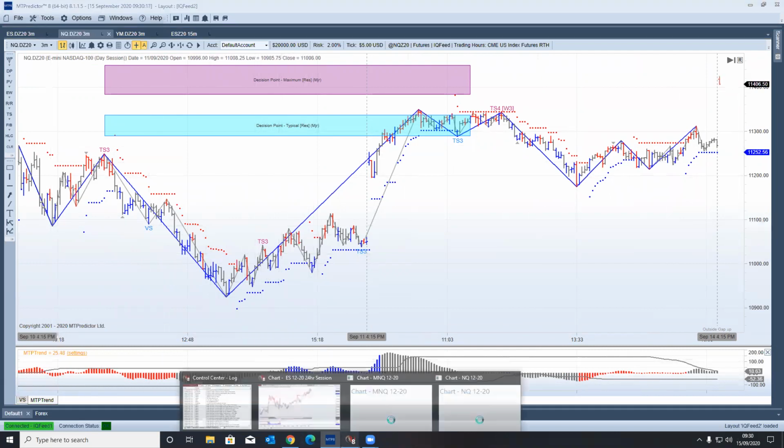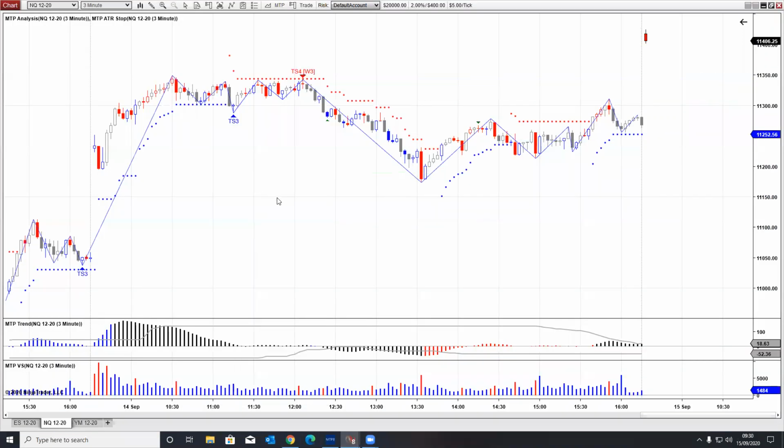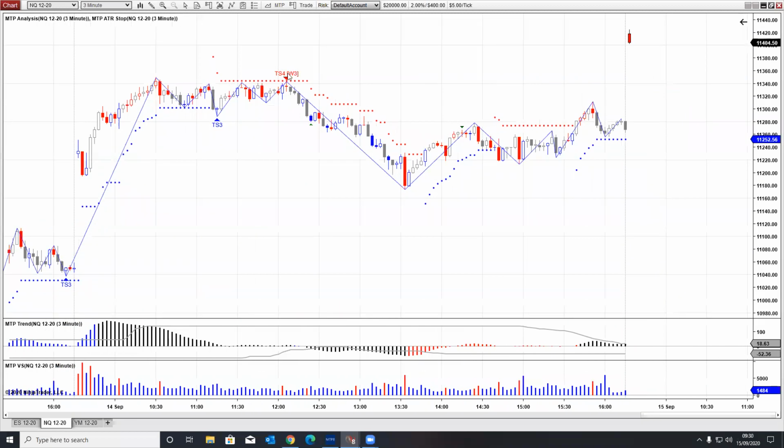So if you're on NinjaTrader, there's exactly the same thing. Just clear it all off. So there's our trade setup there.